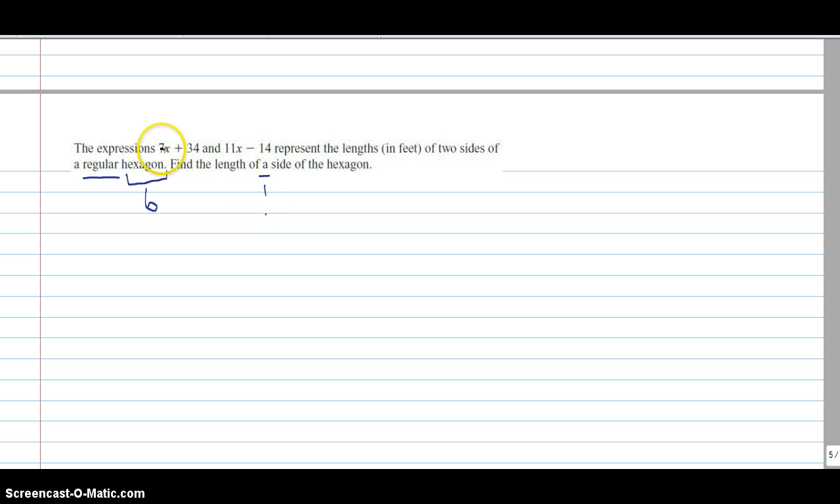Remember, it says regular, so it means that 7x plus 34 and 11x minus 14 are equal because it's a regular hexagon. It makes no point to draw the hexagon, and I suck at drawing hexagons anyway, so I'm not going to do it. So 7x plus 34 is equal to 11x minus 14. And then you solve it. Straight up, simple algebra 1.